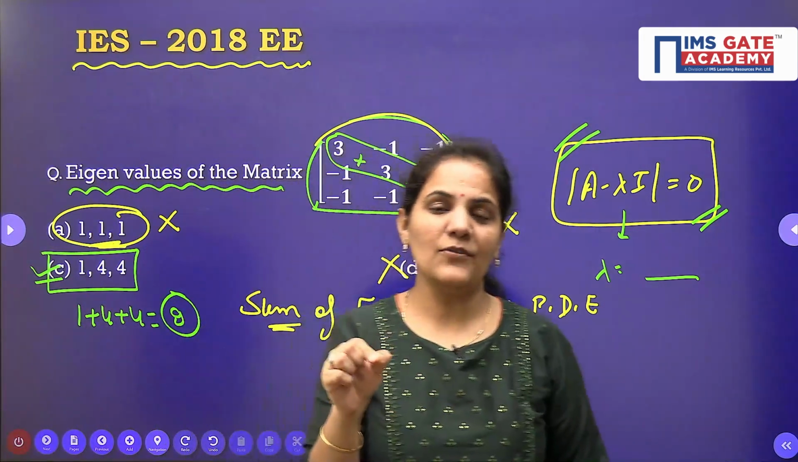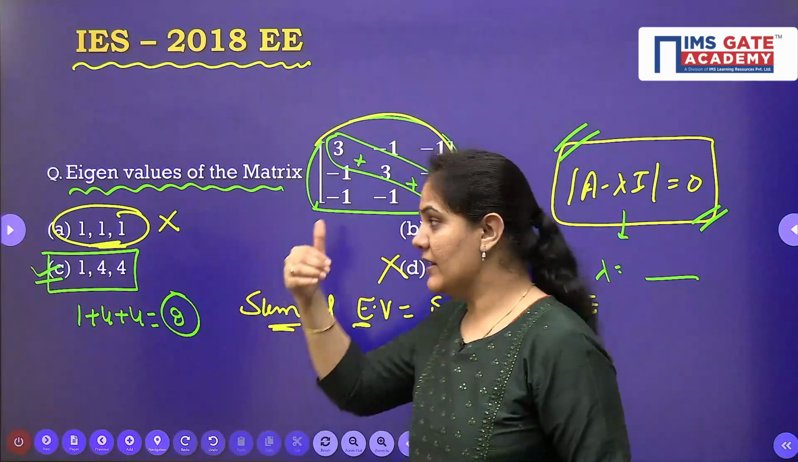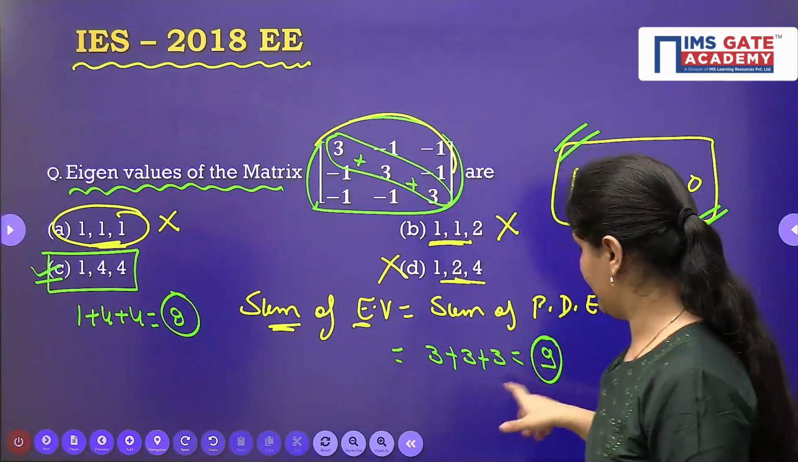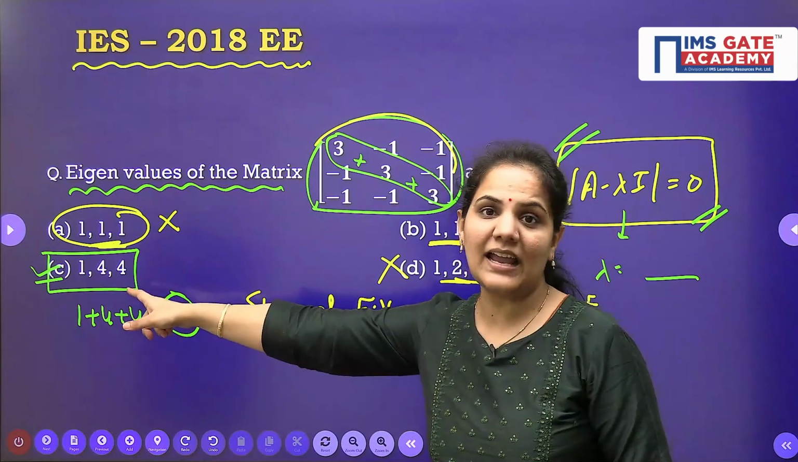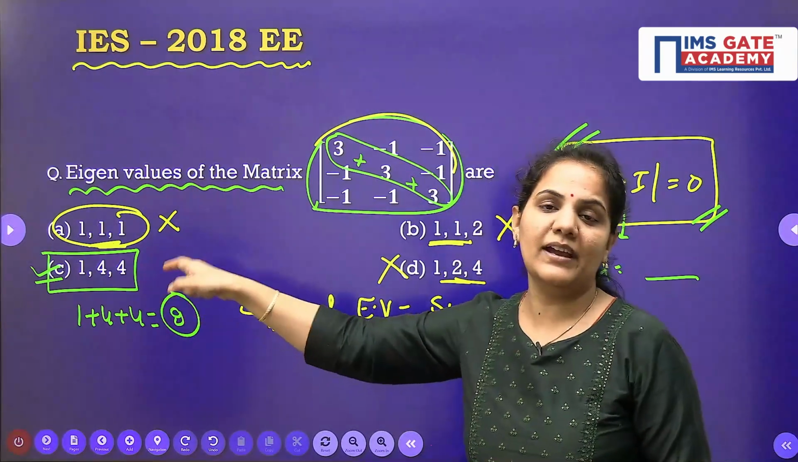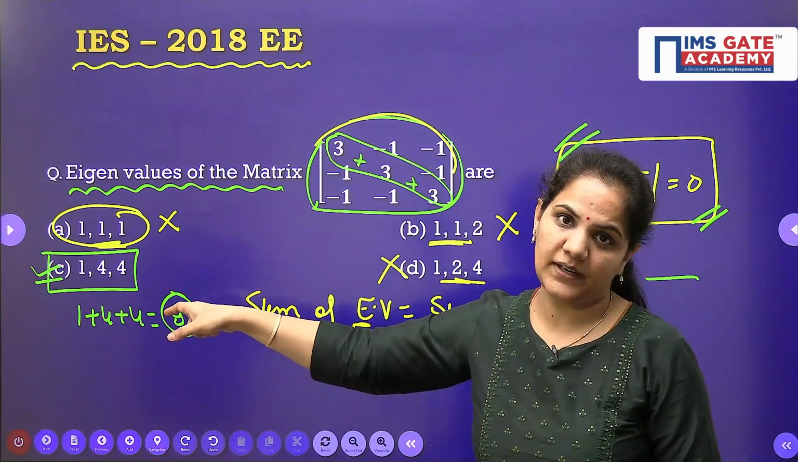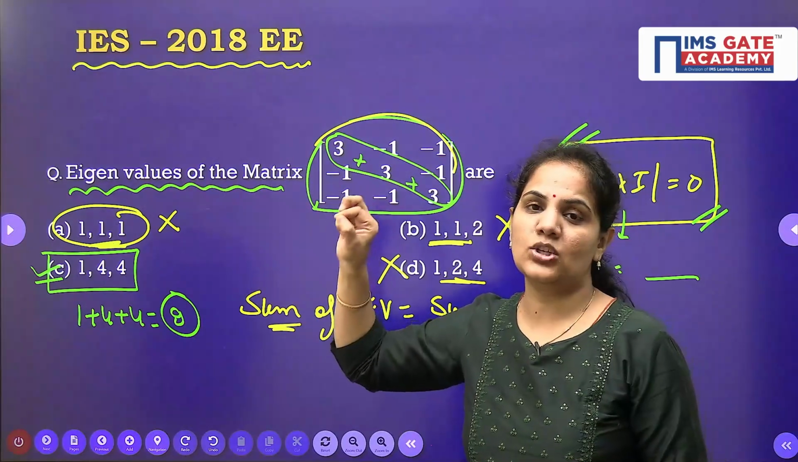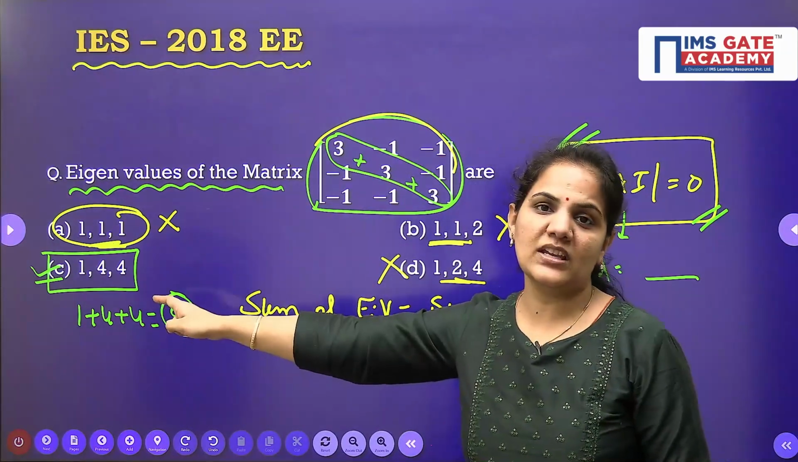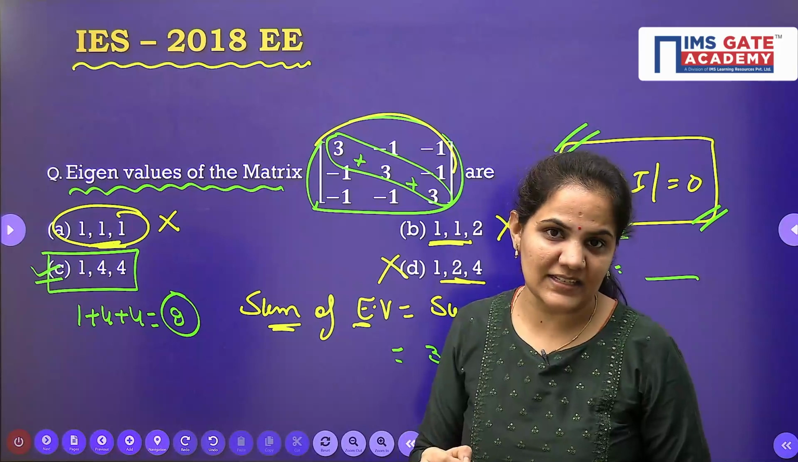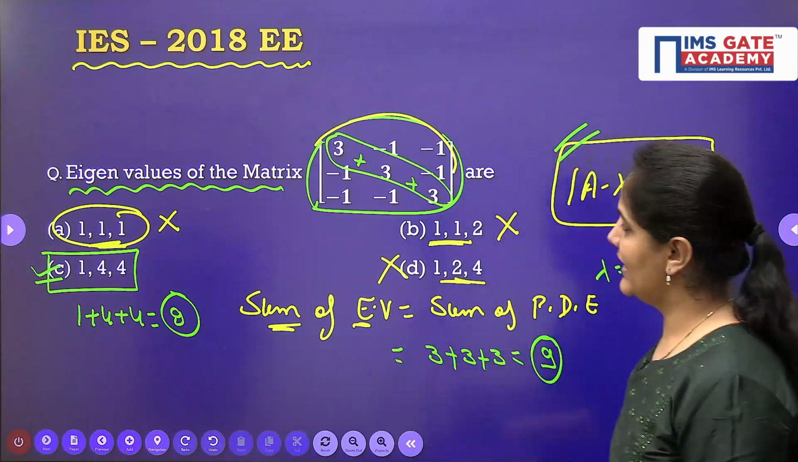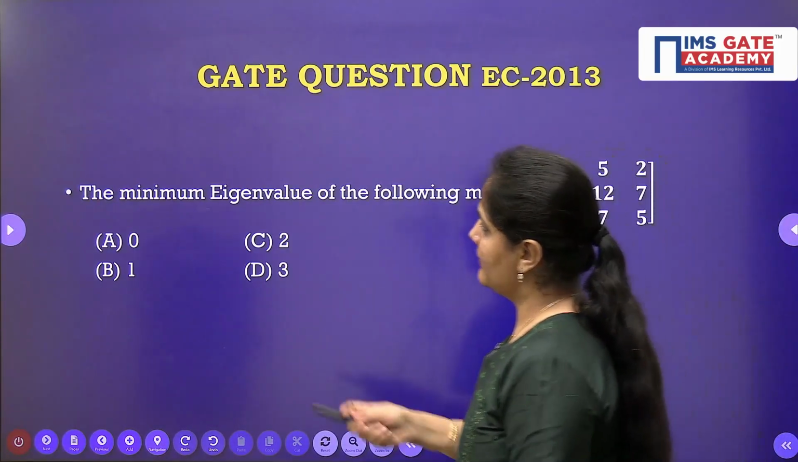Because the sum of eigenvalues is equal to the sum of principal diagonal elements, which is 9, and if these are the eigenvalues, then these values have to satisfy this property. So with this golden rule, you can approach questions on eigenvalues very easily. Okay, let's go with the next question. Here I have one more question.